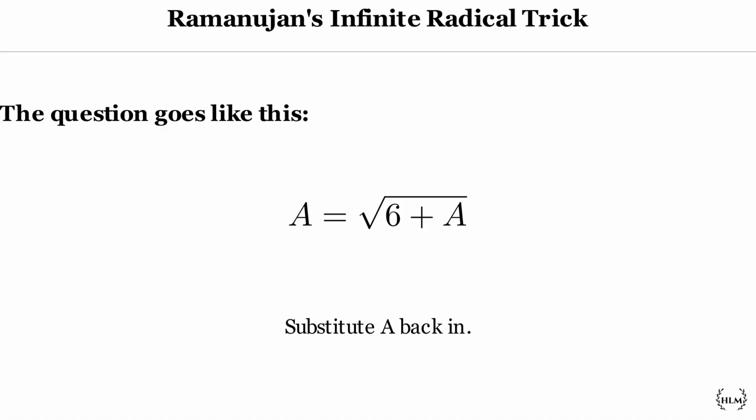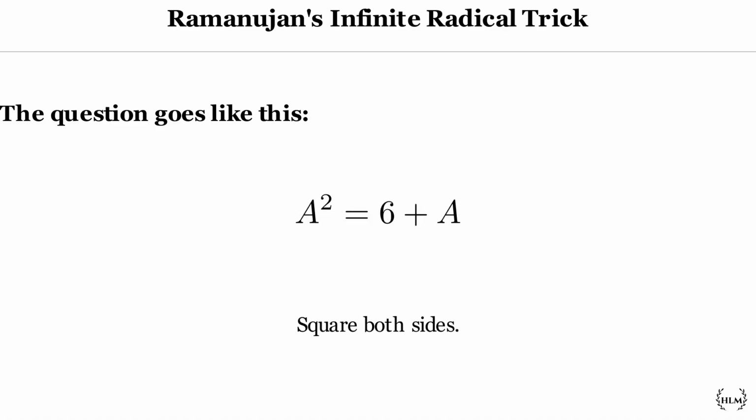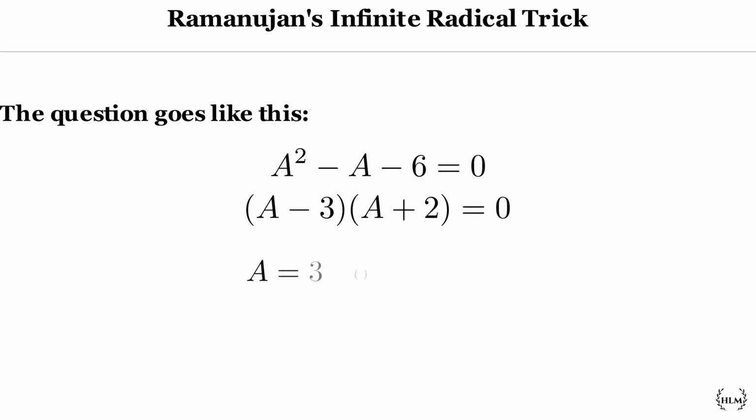And now the question becomes much simpler. Because there's a square root, we can square both sides of the equal sign. So we get a squared equals 6 plus a. And then at this point, if you're in grade 10 or 9 and you know how to factor, then you bring everything over to one side of the equal sign. So a squared minus a minus 6 equals 0. And then you can factor (a minus 3)(a plus 2) equals 0. So then a is equal to 3 or negative 2, which are the answers.